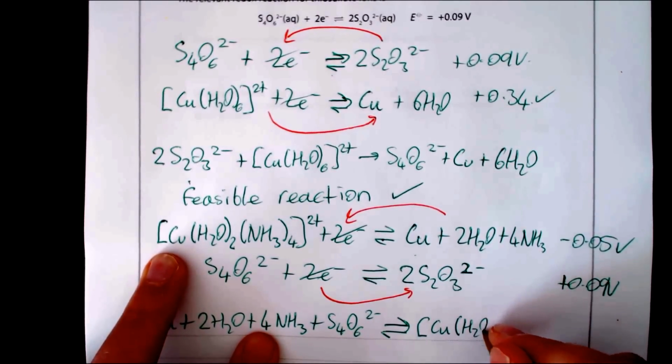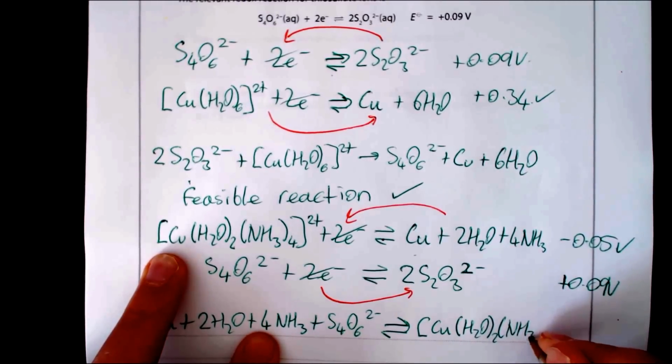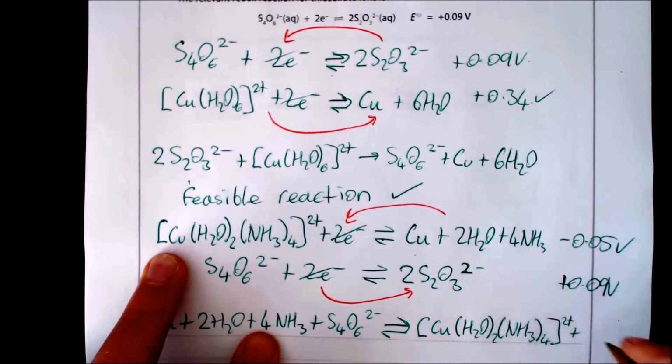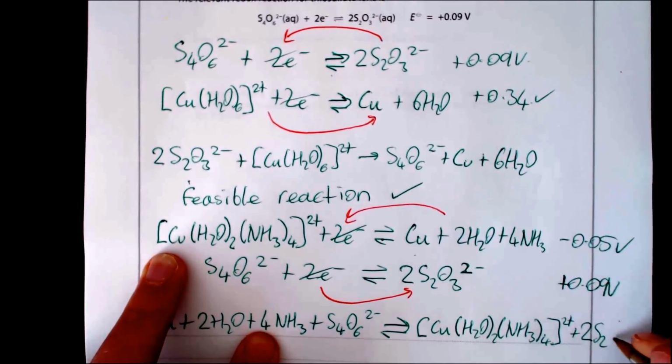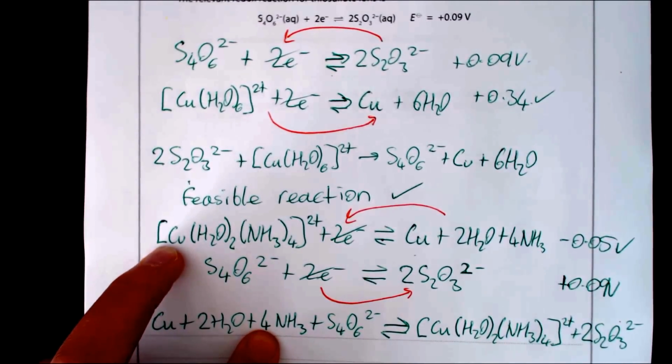with H2O 2, NH3 4, 2+, and we're going to produce this as well, 2S2O3 2-. I think I need to write smaller.